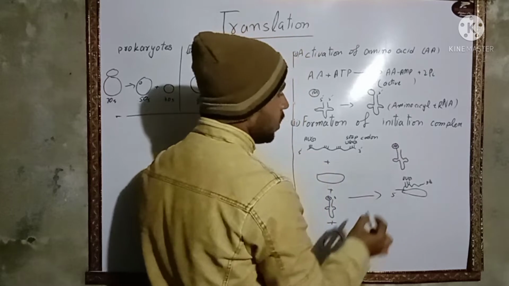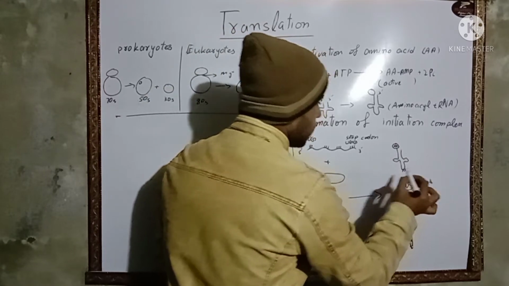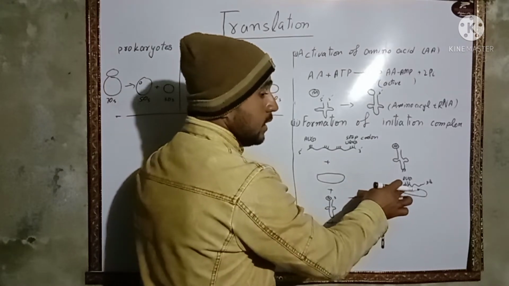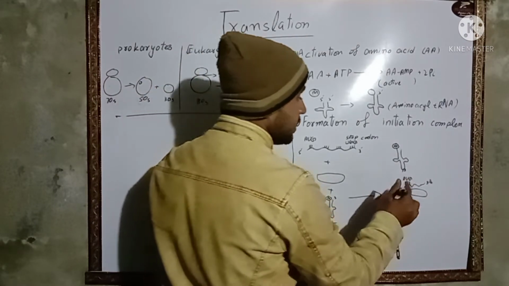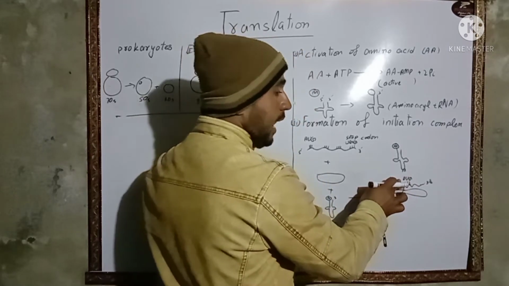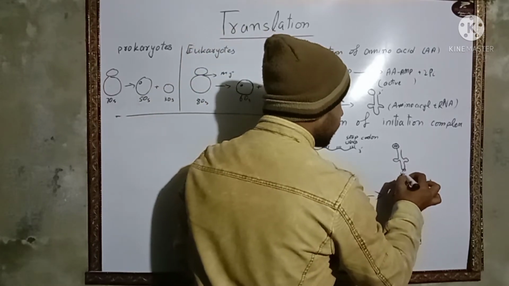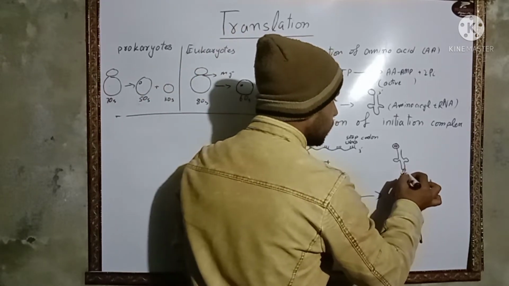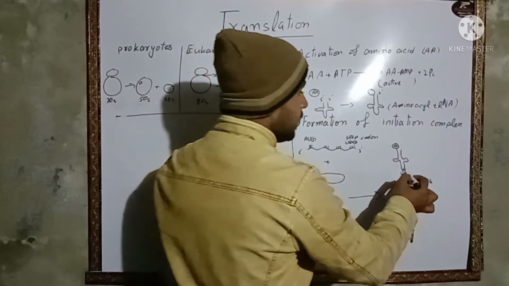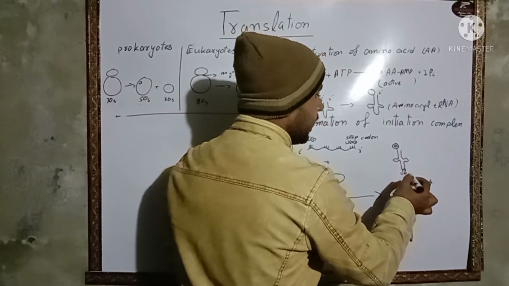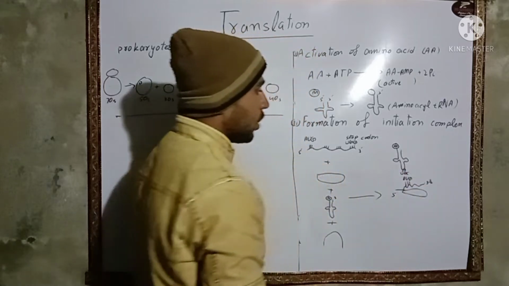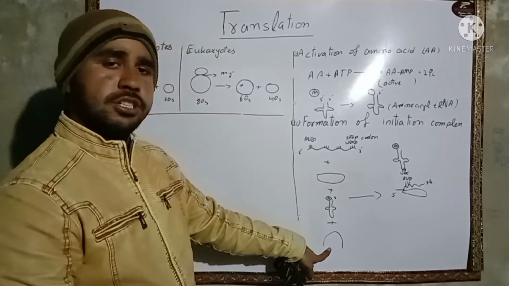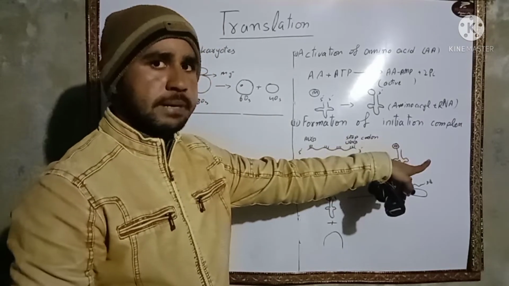This is methionine. This is the sequence of nitrogenous bases which is complementary to the sequence of nitrogenous bases of messenger RNA. If here is adenine, here will be uracil. If there is uracil, here will be adenine. If there is guanine, here will be cytosine. Okay, these three structures combine. Now the last structure will combine with them and the initiation complex will form.